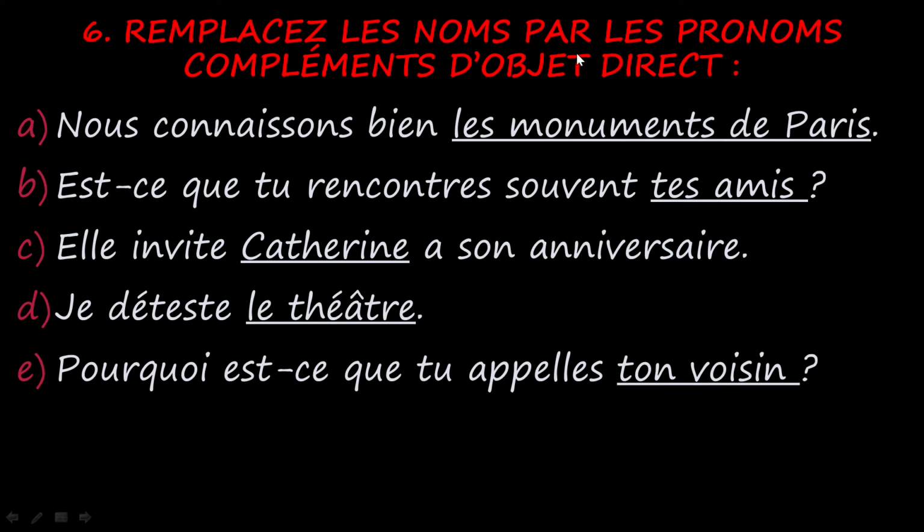So the direct pronouns are normally me, te, le, la, l', nous, vous, les. Here actually we use mostly the third person, so that's why we had le, la, l', les. So here: nous connaissons bien les monuments de Paris. You can see these words are underlined. In each sentence, a name or a thing is underlined.